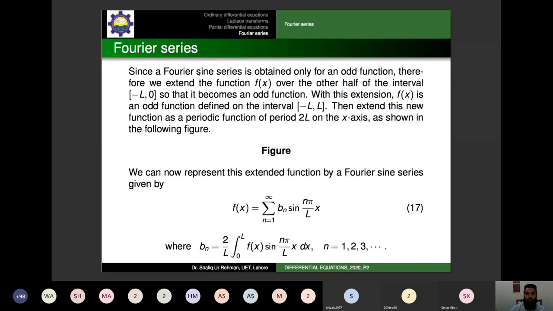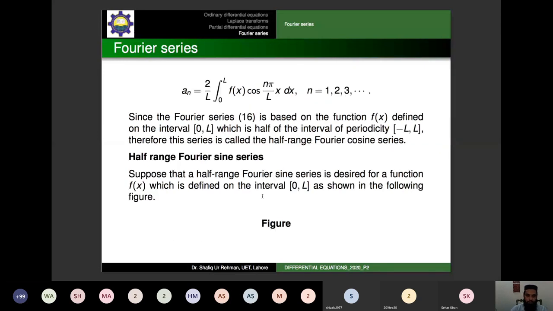With this extension, f of x is an odd function defined on the interval from minus L to L. Then extend this new function as a periodic function of period 2L. And then further we can look into the formulas behind the scene. The formula is there for the Fourier series. It will only involve the b's, bn to be calculated for positive integral values of n. And eventually you see that it will involve only sine terms. So how do we look into those figures? Initially, the same idea is there.